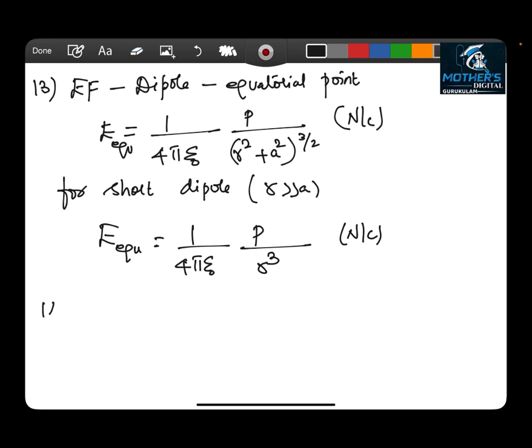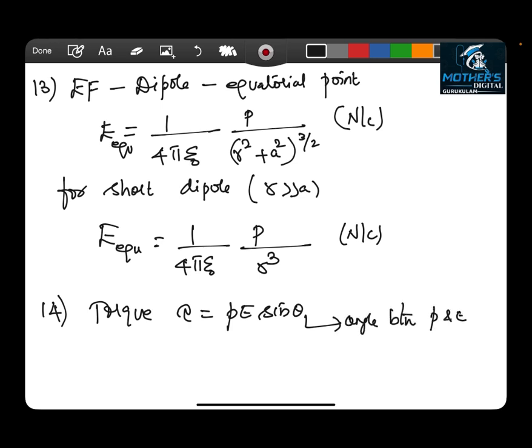The next formula, the torque experienced by the dipole is given as tau equal to PE sin theta. Theta is the angle between your P and the E.